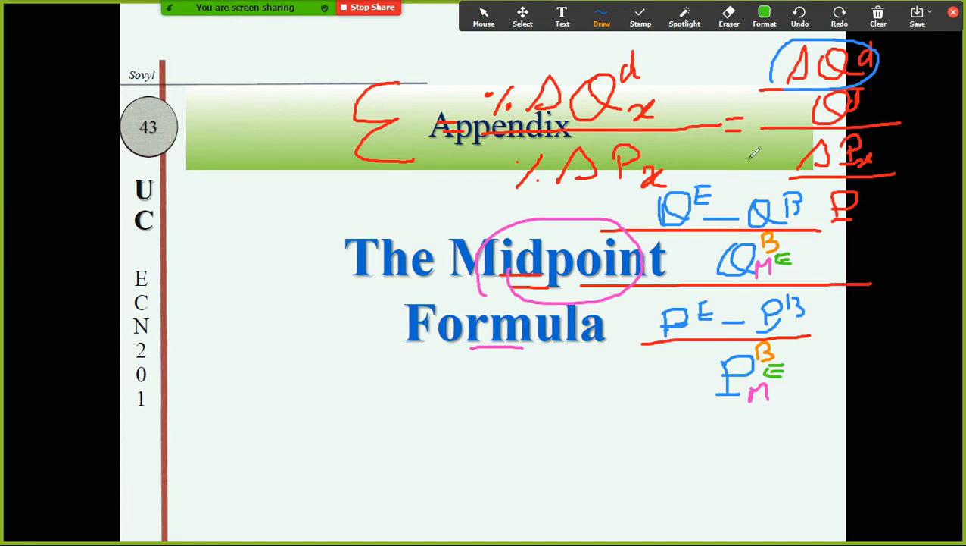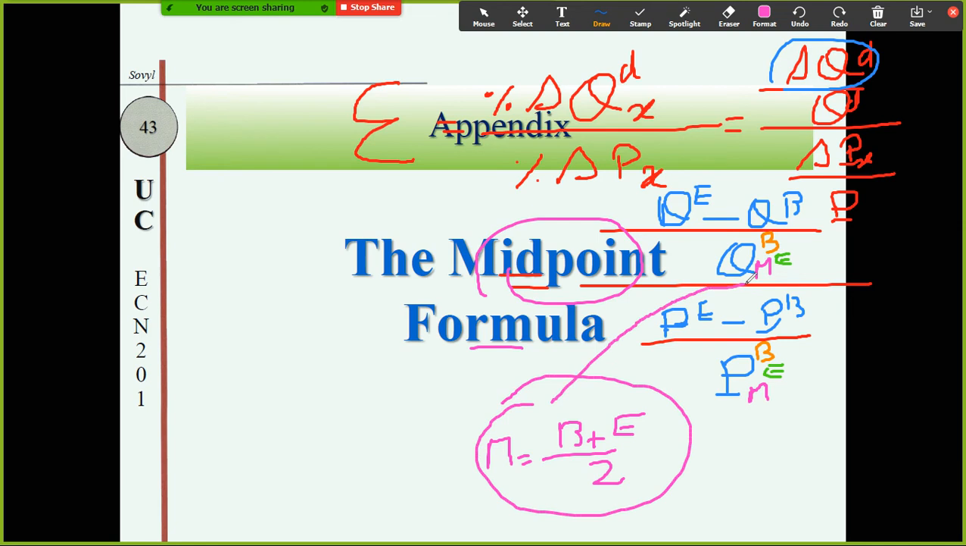But how to find the midpoint? The midpoint comes from beginning plus ending, divided by 2. This is beginning plus ending divided by 2. So I'm not covering this one. I stop at this slide.